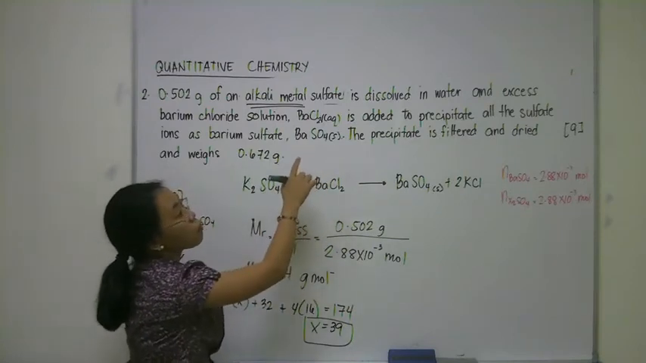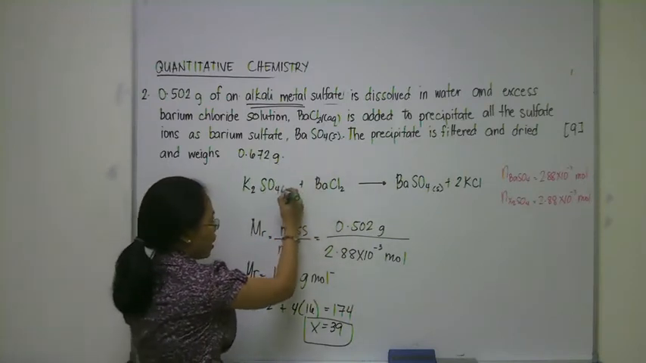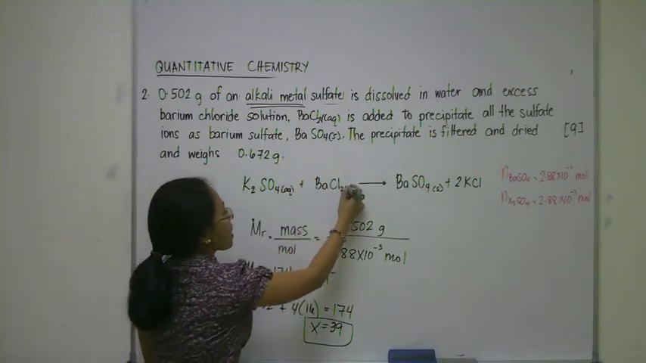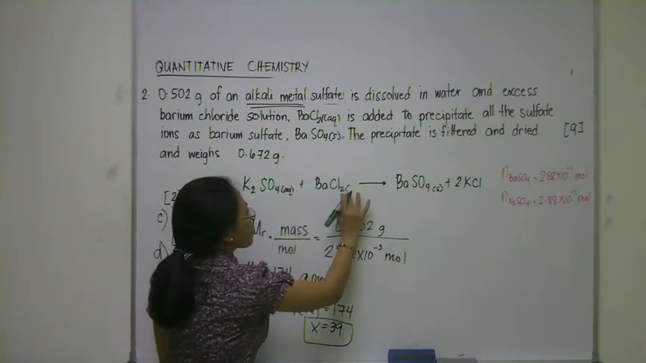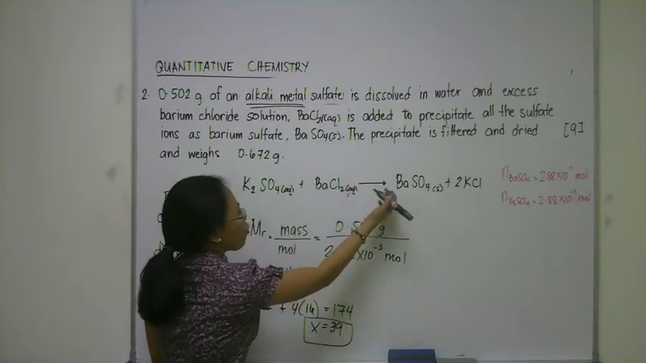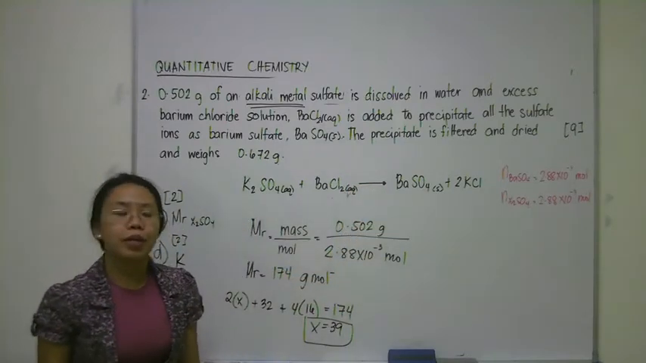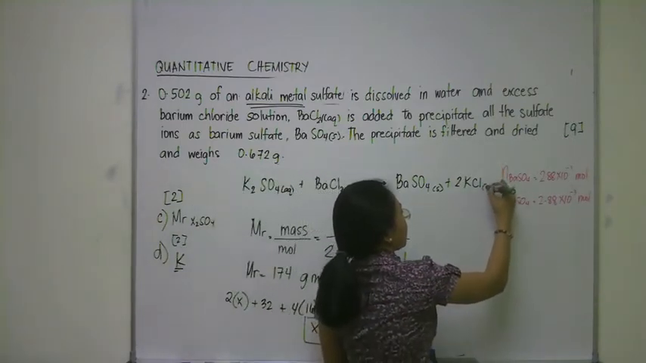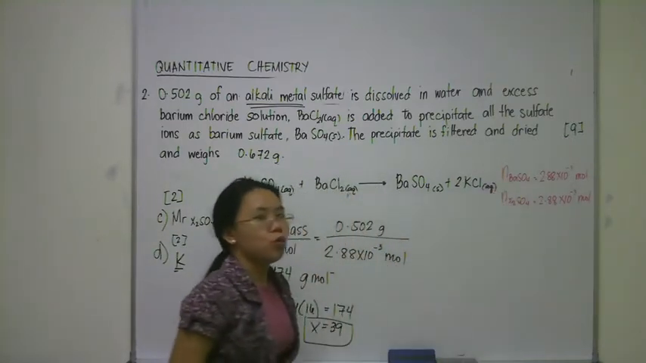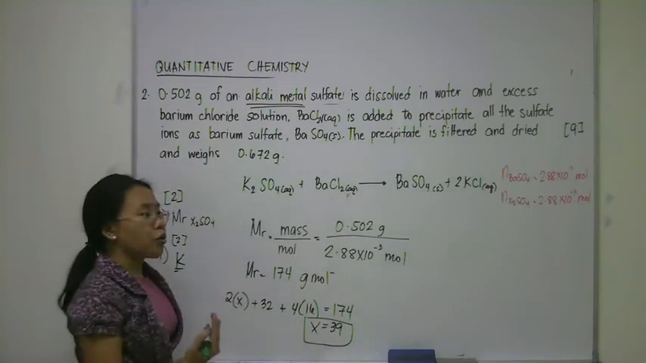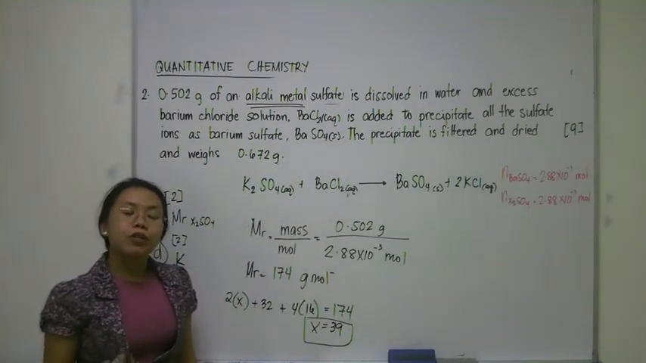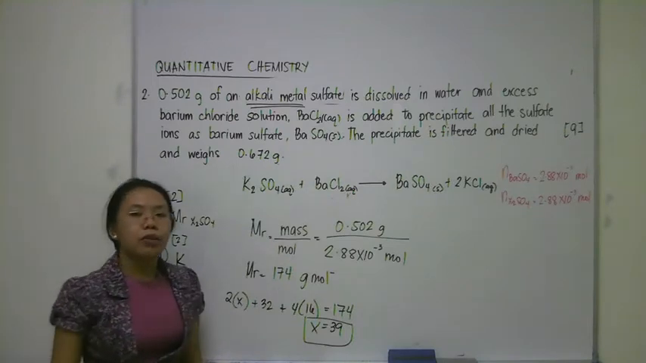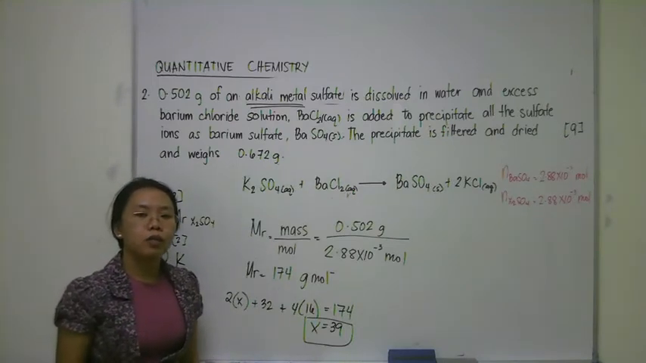So we know that potassium sulfate is dissolved in water, hence this is an aqueous solution, and our barium chloride is also an aqueous solution. And of course, barium sulfate is a precipitate, hence the identity is solid, and KCl is an aqueous solution. So for writing the balanced chemical equation and the state symbols, you will gain 2 full marks.